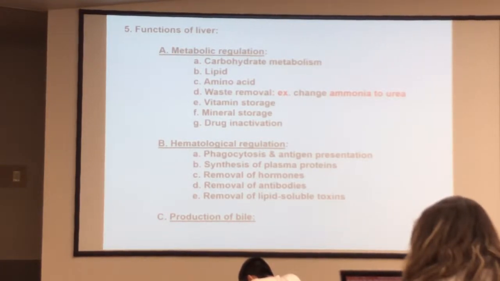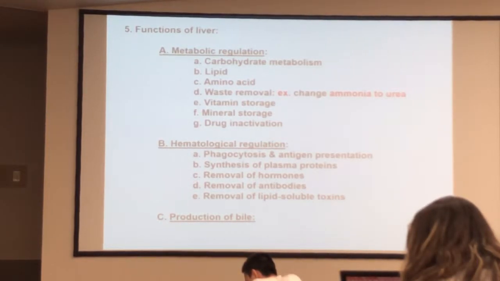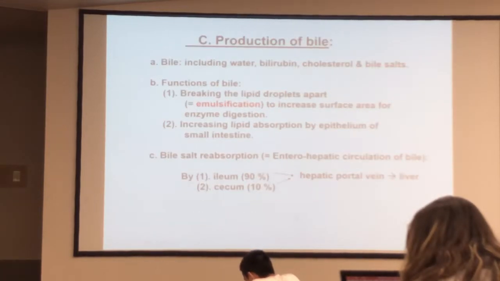And for blood production, they are also important for the synthesis of plasma protein, more than 90% of plasma protein is produced by the liver, and also phagocytosis and antigen presentation. Yeah, all these important functions, but I will focus on bile production.